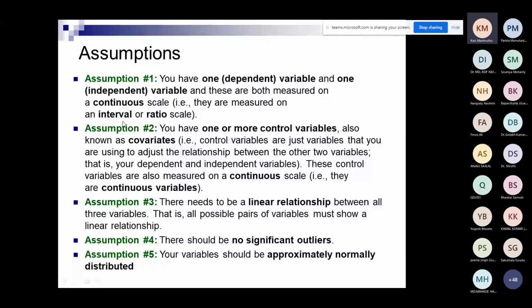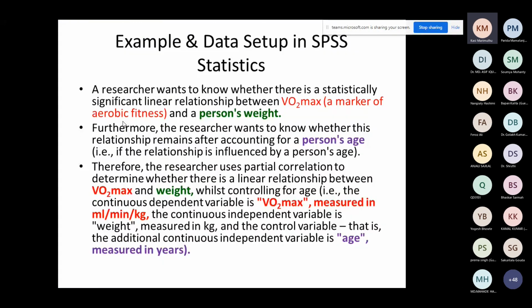Say here, one example. A researcher wants to know whether there is a statistically significant relationship between VO2 max. Remember, VO2 max is a kind of marker: how much air a person can breathe in and how much oxygen he can keep inside. This can be measured in ml per minute per kg. This is the unit. It shows the capacity of the candidate, the aerobic fitness. How much maximum?